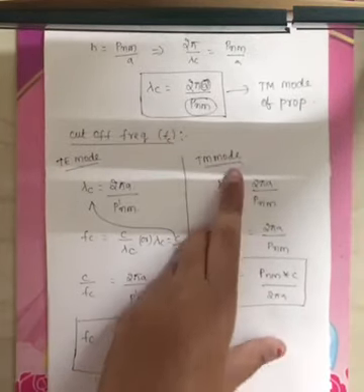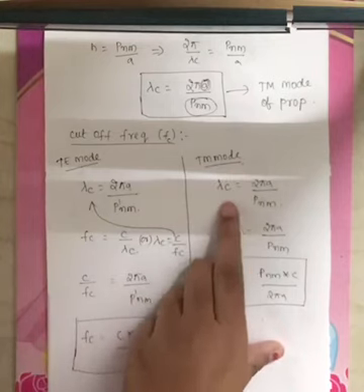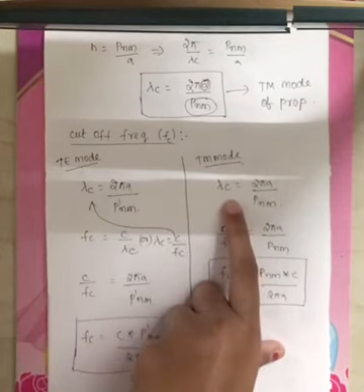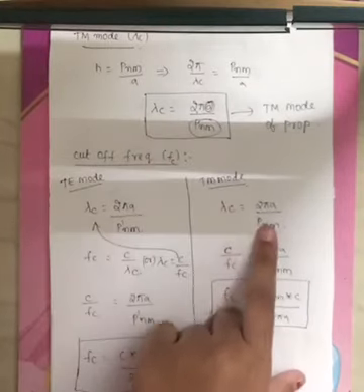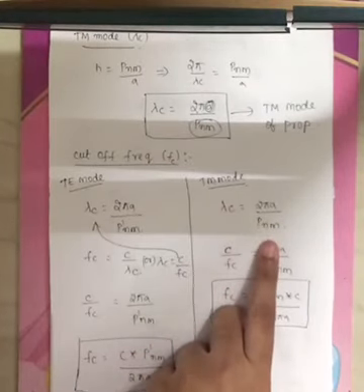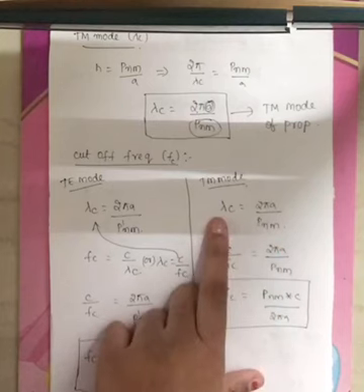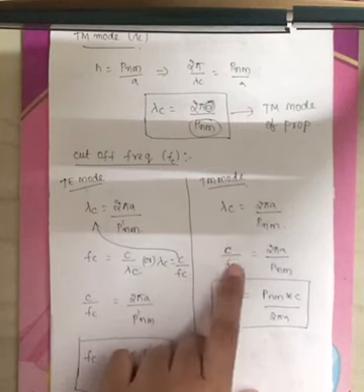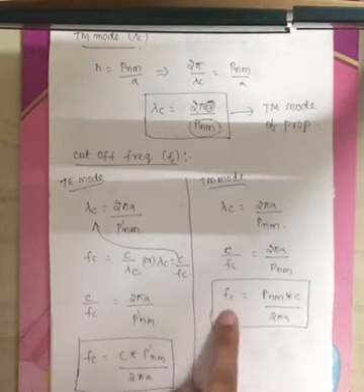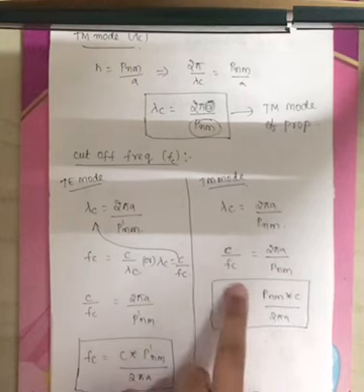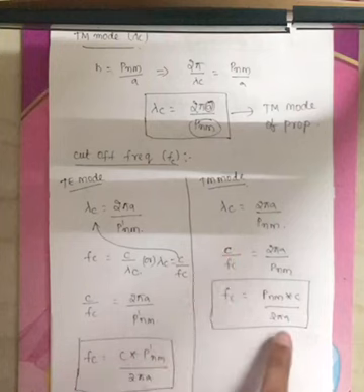Now coming to the cutoff frequency of TM mode of propagation, we have derived the cutoff wavelength lambda c equals 2 pi a by pnm. Lambda c is nothing but c by fc, so c by fc equals 2 pi a by pnm. From this expression, fc equals pnm into c divided by 2 pi a. What is pnm? The root value for that particular mode of propagation.